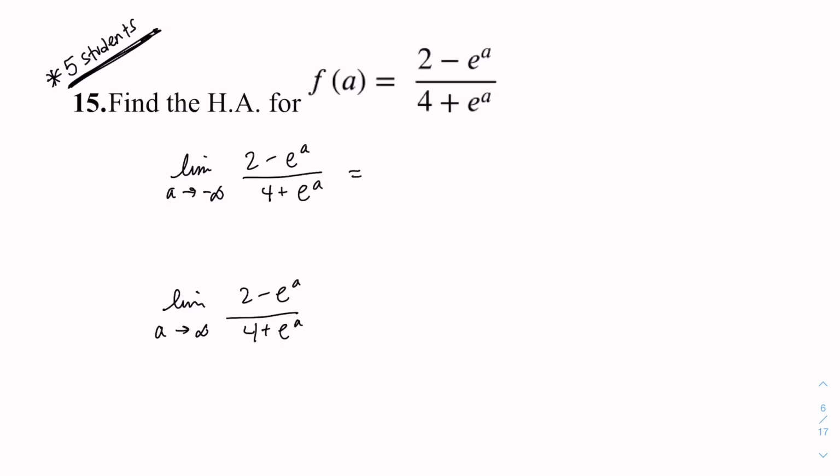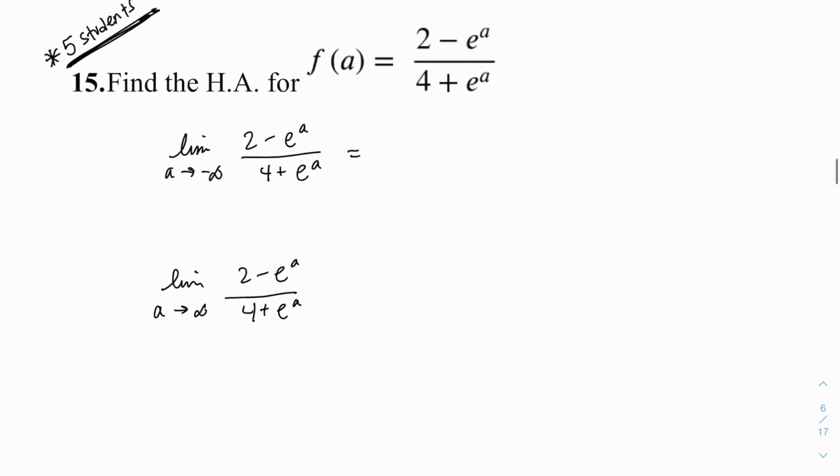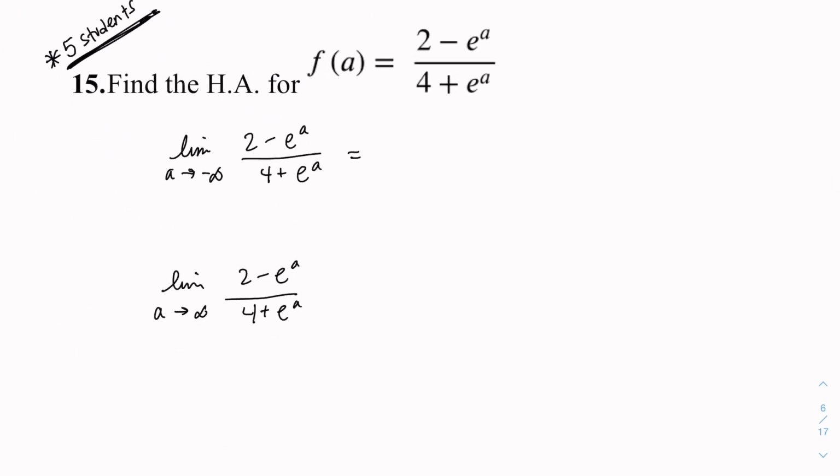Okay, let's start with the top first. Because we have a fraction here, we can't think about our regular asymptotes like that plus c, as we did in the last problem. So for this one, we're just going to have to plug in negative infinity and see what happens. 2 minus e to the negative infinity all over 4 plus e to the negative infinity. Now, what happens when I take e to the negative infinity? I have 1 over e to the infinity. E to the infinity is going to become some hugely large number, right? It essentially becomes infinity itself.